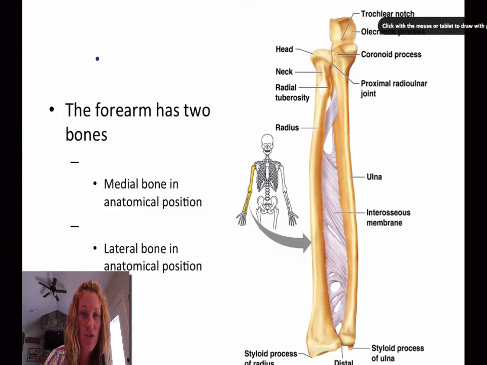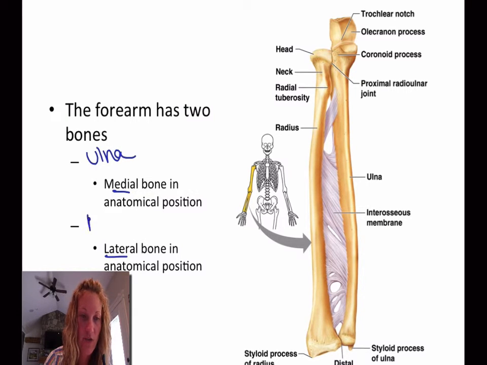Okay, so we're moving into the forearm. The forearm has two bones, okay? The medial bone, medial means closest to the midline. The medial bone is going to be the ulna, and then the lateral bone is the radius.